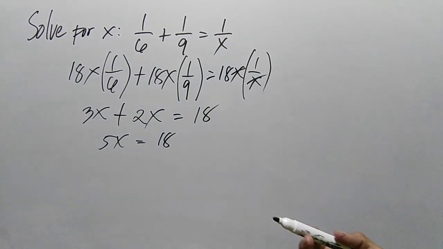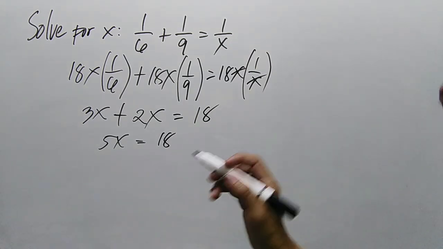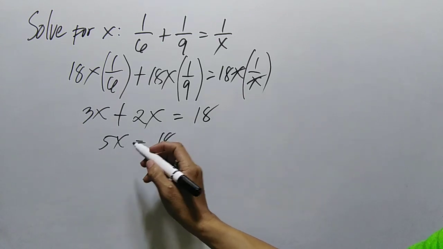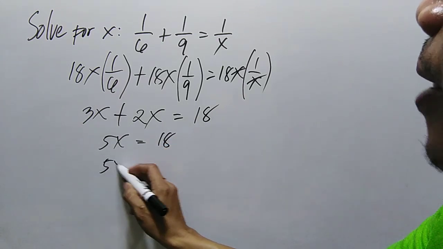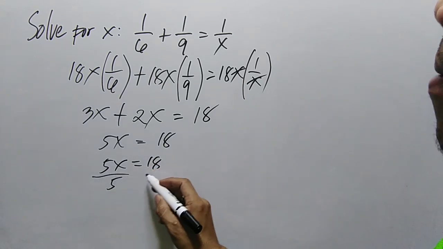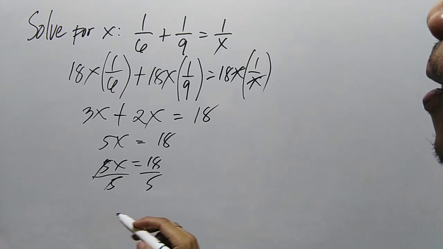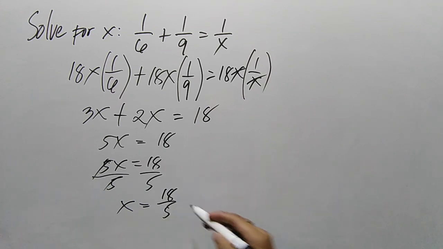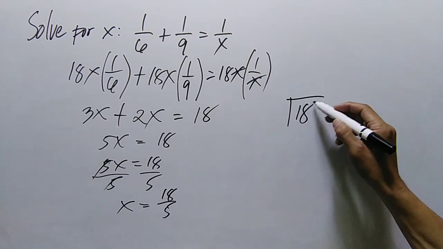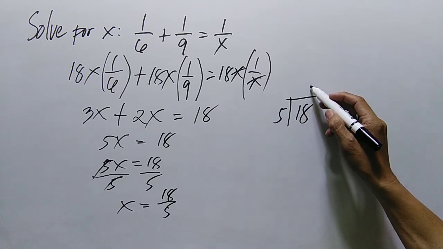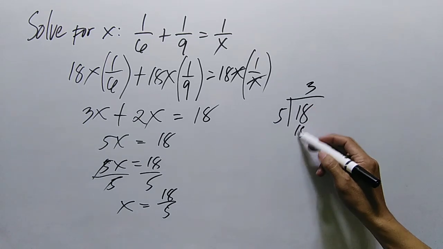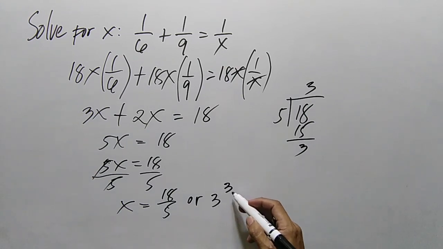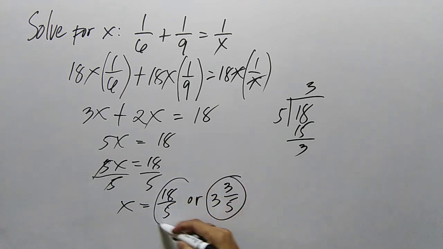Okay? And then, i-apply natin yung division property of equality. I-divide natin si 5x sa kanyang coefficient, okay? So 5x equals 18, divide na sila both sides by 5. Okay? So i-cancel natin. Ang naiwan dito is x equals 18 over 5. So i-divide natin 'yan. 18 divided by 5, hindi siya 4, so dapat 3. So, 15. So, 3 and 3 over 5. So, this is your final answer.